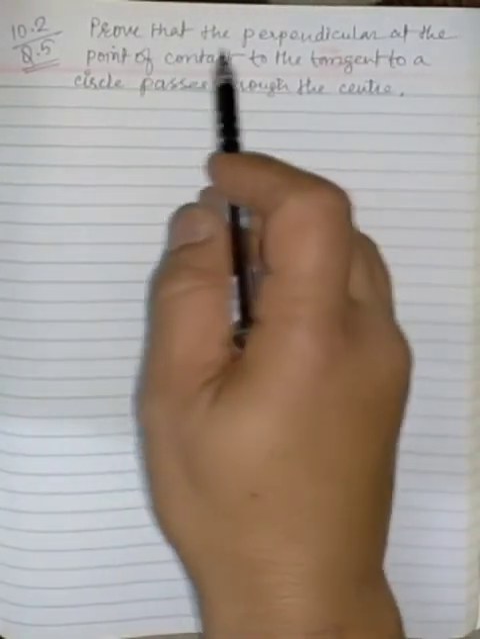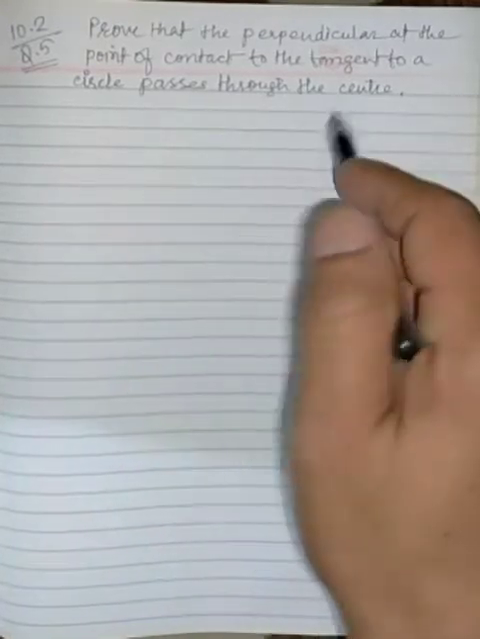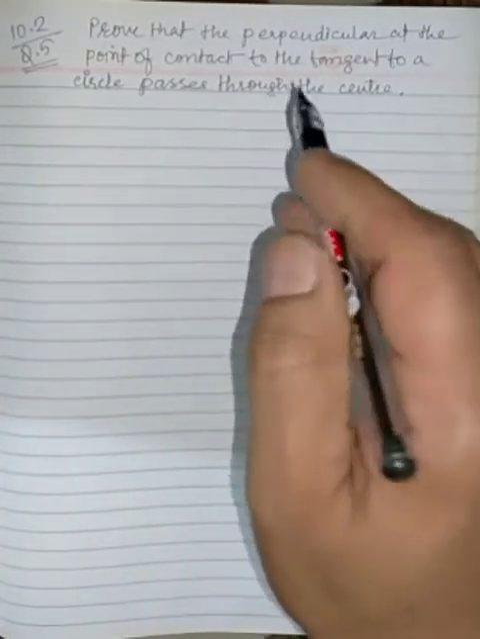Exercise 10.2, question number 5. We have to prove that the perpendicular at the point of contact to the tangent to a circle passes through the center. This question we are going to solve by the method of contradiction.